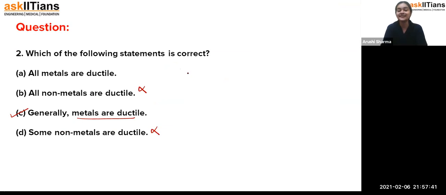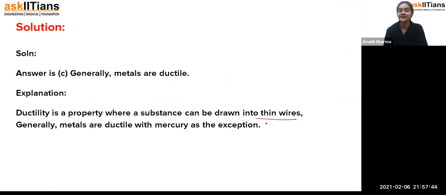Now ductile means conversion into thin wires. Generally metals are ductile, with mercury as the exception. Mercury is liquid in nature, so we can't convert it into thin wires. That is why generally metals are ductile, but not all metals are ductile. Fine.